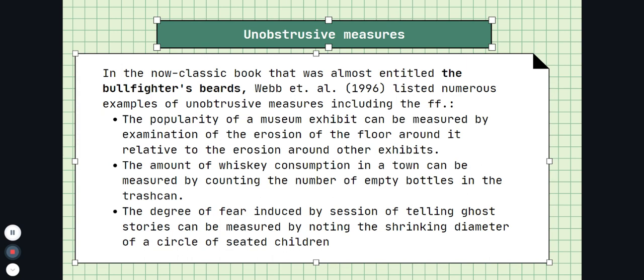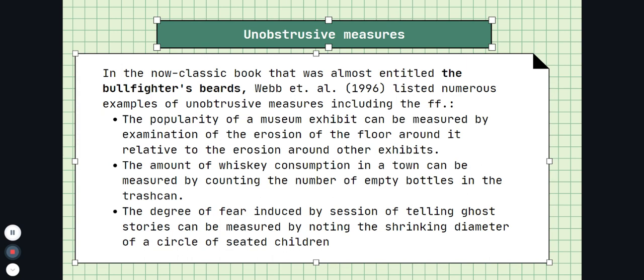So say for example, the erosion of the floor is high. That would mean that the museum exhibit is popular because many people go there, so the floor erodes. It is compared to the erosion around other exhibits, and that is how they will know how popular an exhibit is.